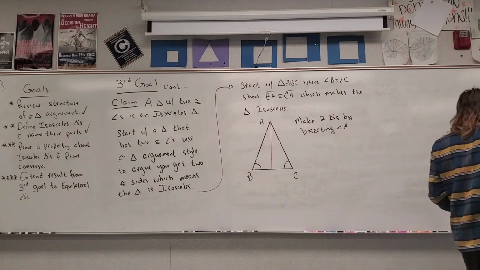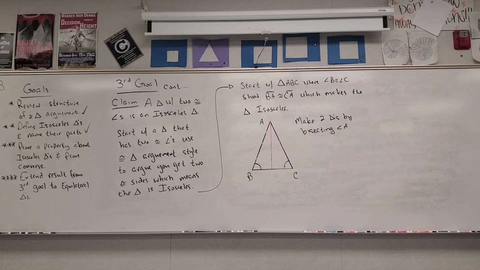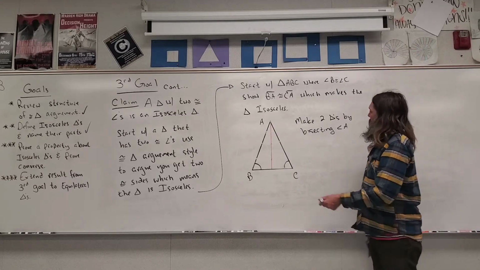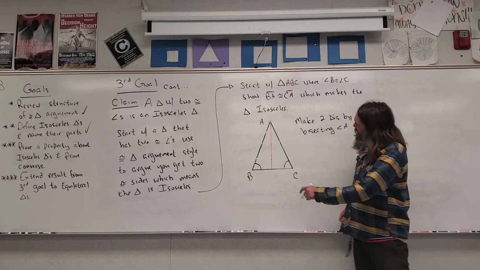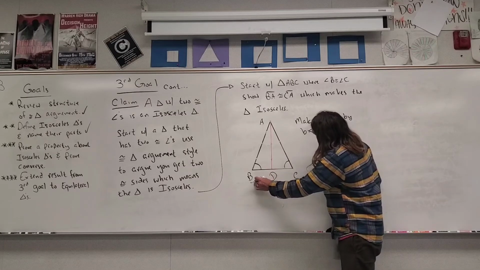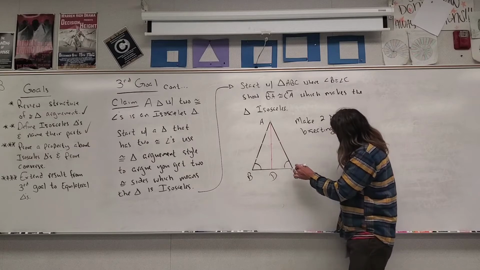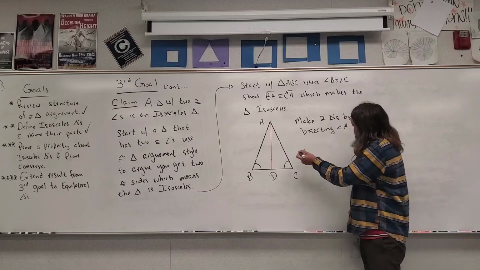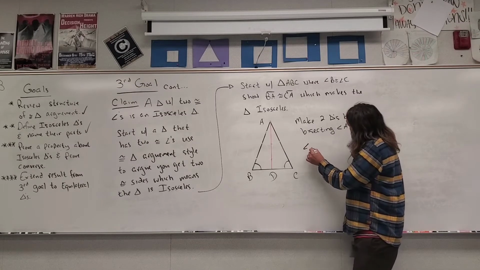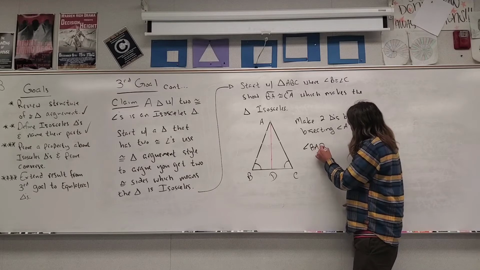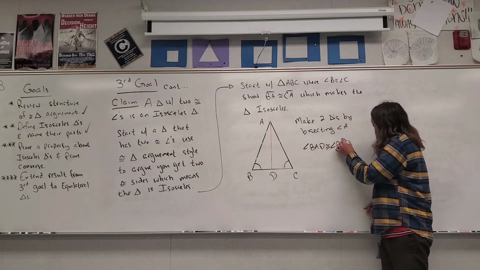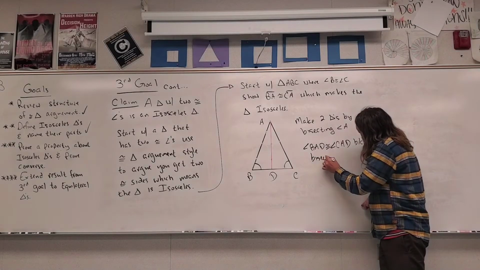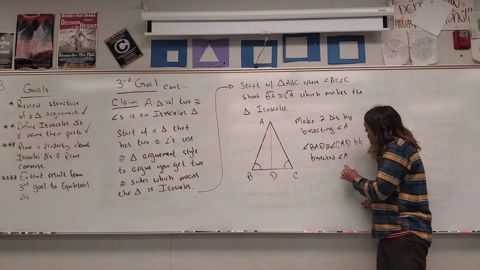Okay, so we bisected angle A, and in bisecting angle A, we accomplished two things. We made two triangles, right? And we built congruences. So I know that, that's point B, I know that angle BAD is congruent to angle CAD because we bisected angle BAC. So I'll just write that out real quick. Angle BAD is congruent to angle CAD because we bisected angle A.